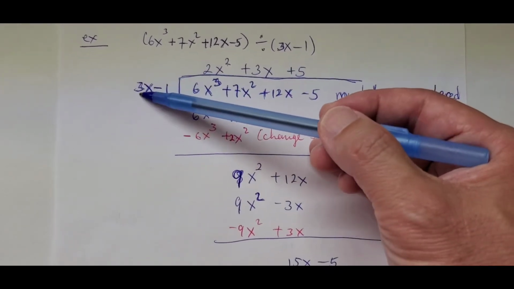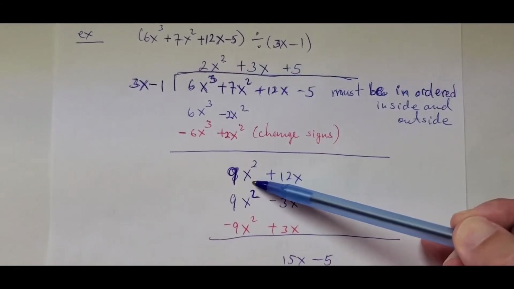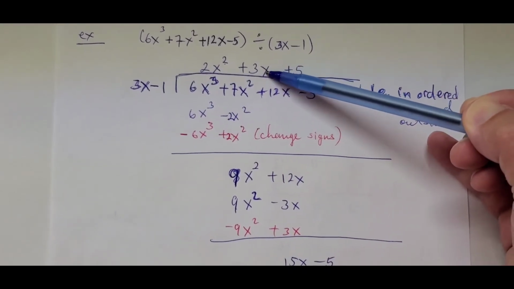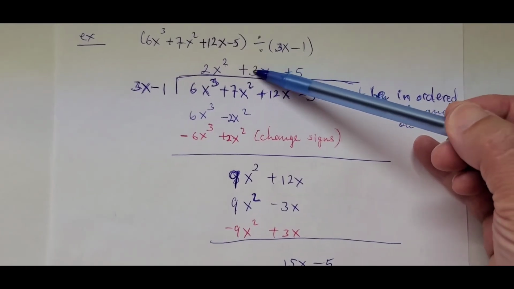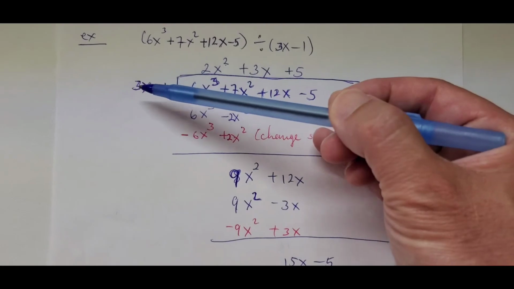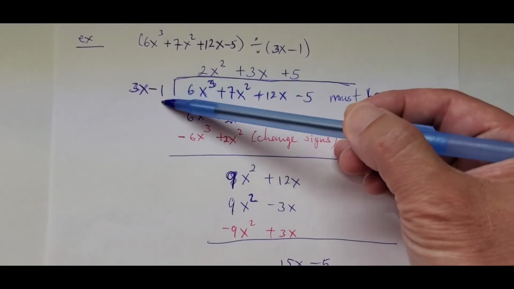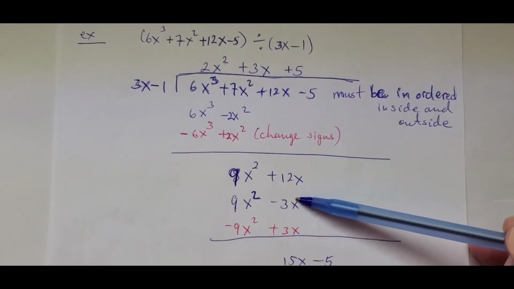3 goes into 9 3 times. This is x squared. This is 1x. I need one more x to make x squared. Okay? So now multiply. 3 times 3 is 9. x times x, x squared. 3 times -1 is -3. And then x times 1 is just 1x.